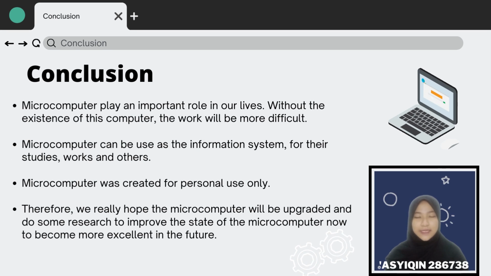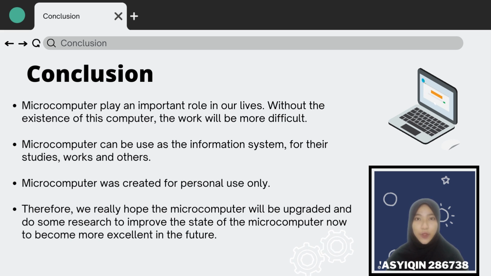Conclusion for this study is microcomputers play an important role in our life. Without the assistance of this computer, the world will be more difficult. The citizens own their own microcomputers and use them as the information system for their studies, works, and others. This machine is a lifesaver for all of us.